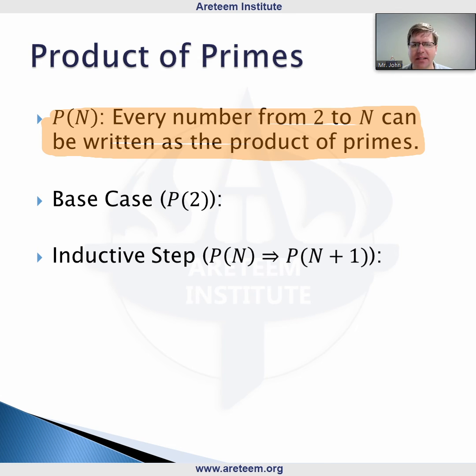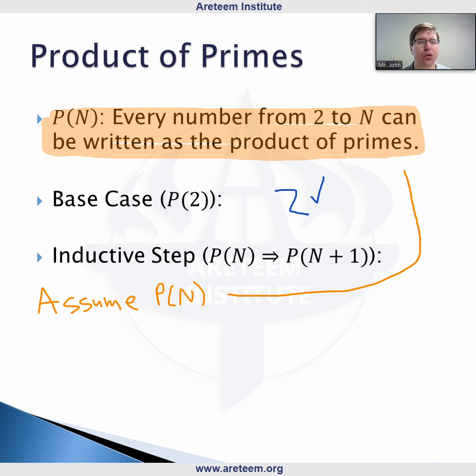So the base case is P of 2. Well, the number 2 is prime, so we're done in that case. Now for our inductive step, just to clarify what this means, again, pretend we've proven it so far. So what can we assume in this case? What is our inductive hypothesis? We're assuming P of n. We're assuming that every value from 2 up to n can be written as the product of primes.